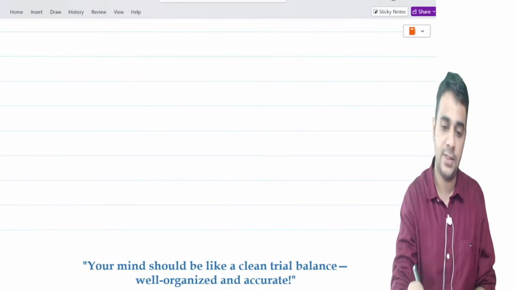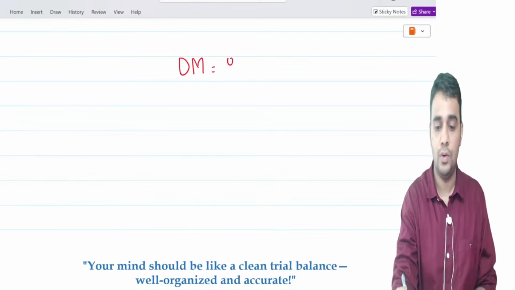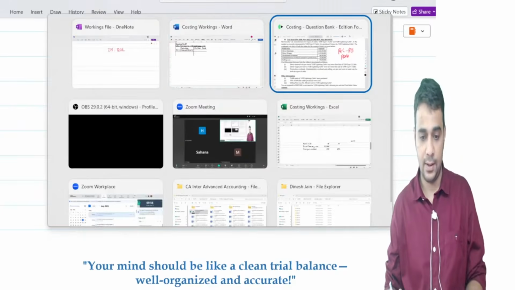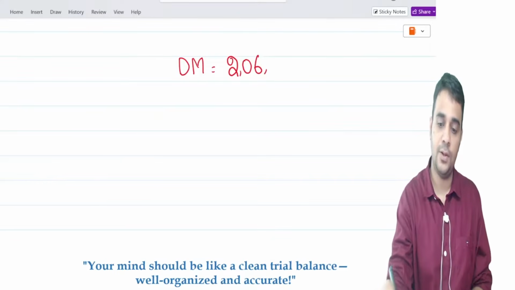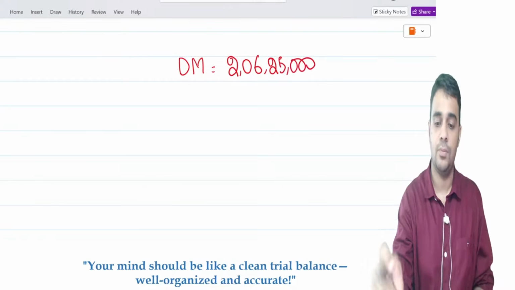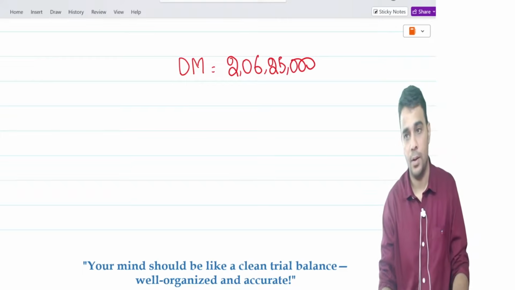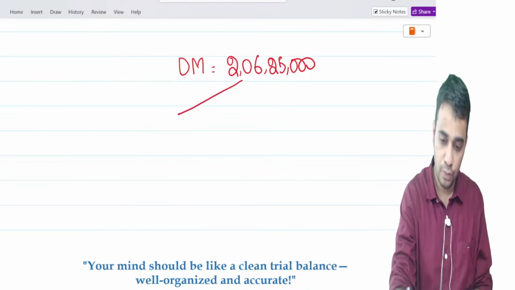Right center of the page. Direct material equal to 2 crore 6 lakh 25,000. 2 crore 6 lakh 25,000. Break it into two.